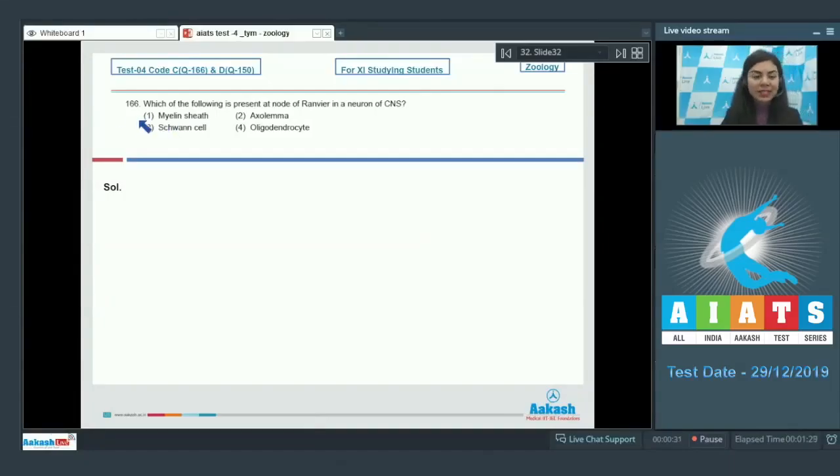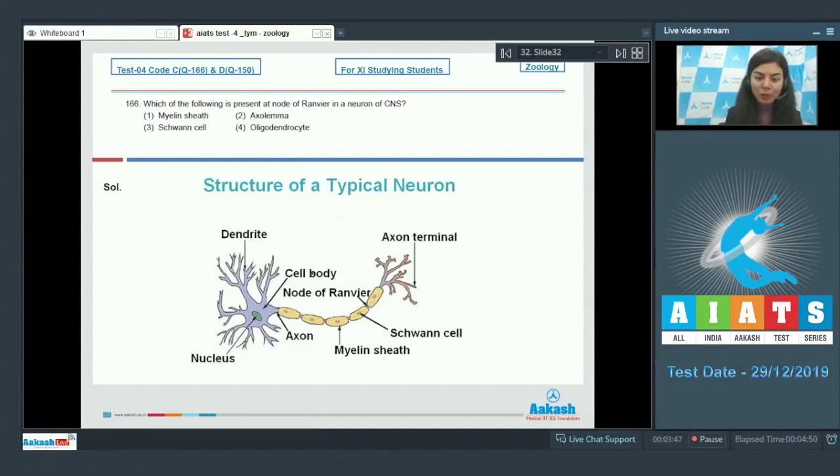Question 166. Which of the following is present at node of Ranvier in a neuron of CNS? Myelin sheath, axolemma, Schwann cells, oligodendrocytes. Let's check all of the given options with structure of a typical neuron. Option 1, myelin sheath. The Schwann cells form this myelin sheath in neurons of PNS. So this is not present in CNS.